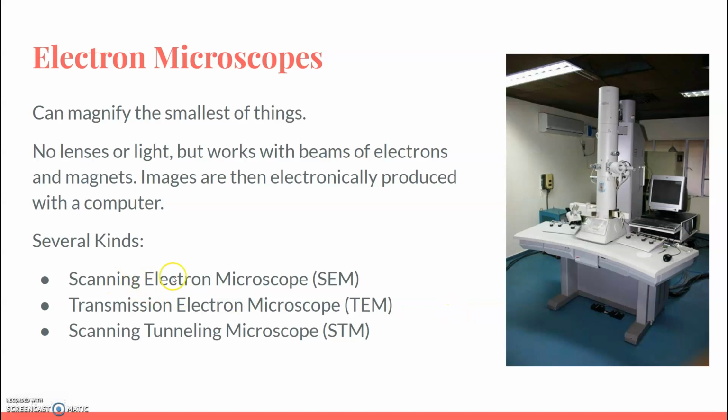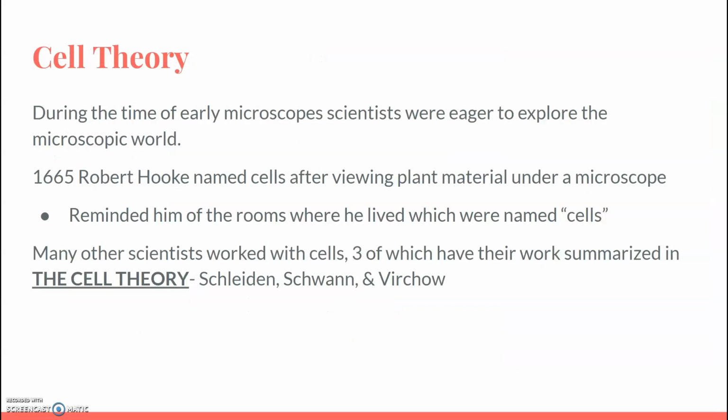There's your scanning electron microscope, which scans the surface of the specimen. The transmission electron microscope needs specimens that are pretty thinly sliced. And the scanning tunneling electron microscope detects electron clouds of substances using a sensor needle, and it goes over, like I said, the surface.